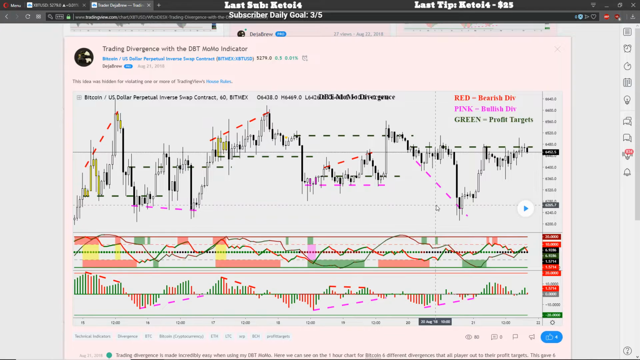It finds nearly every single div, and it finds divs that are not found on RSI and MACD. A lot of them are the same divs, so you can use the RSI and MACD as a confluence, but it will find divs that are not on RSI and MACD.